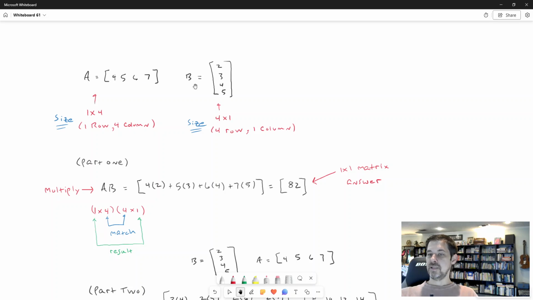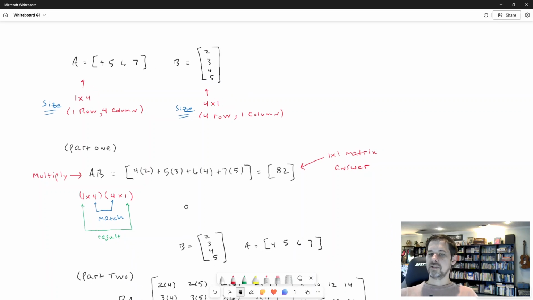For matrix B, I would say it's 4 by 1, meaning it has 4 rows and 1 column. Okay, so you can see that 1, 2, 3, 4 rows. Rows go horizontally left and right, but just 1 column.